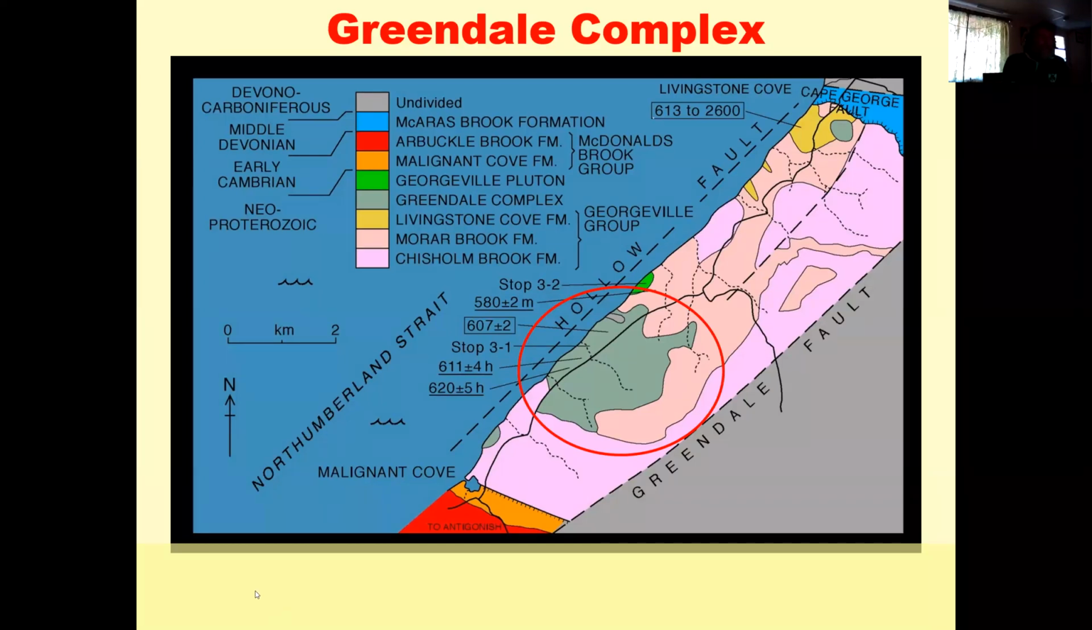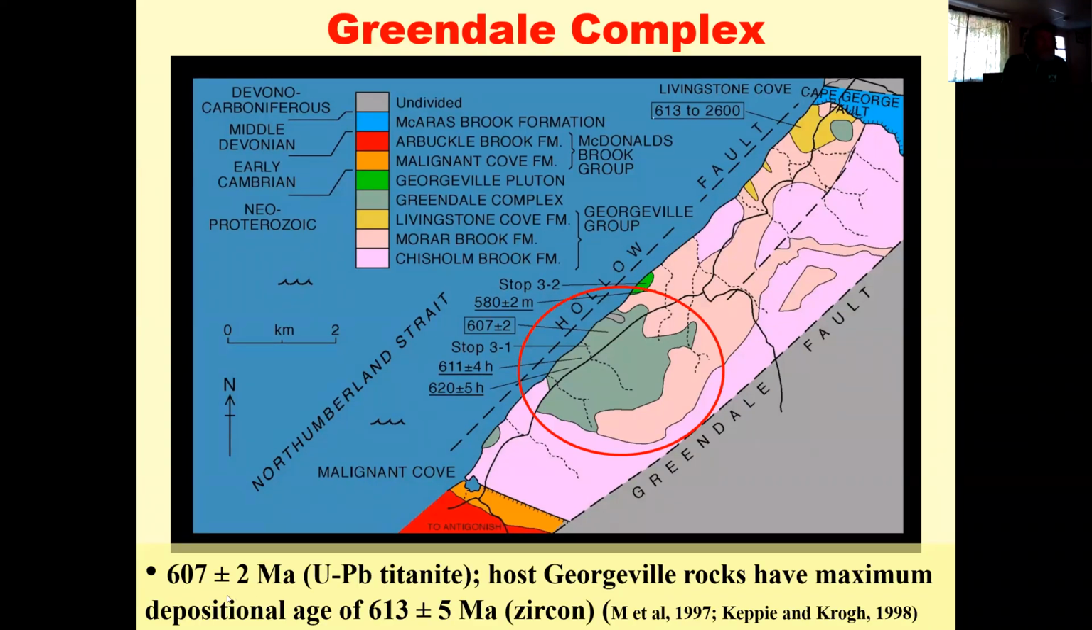So the age of the Greendale complex, probably the best estimate of its age, comes from a uranium-lead titanite age of 607 plus or minus 2. But to give you an example of the dynamic setting in which this must have been placed, the rocks in Trude have detrital zircons as young as 613 plus or minus 5. So this setting has to be one where a volcanic arc basin is being deformed almost as the sediments are being deposited. So it's a very dynamic, active system.